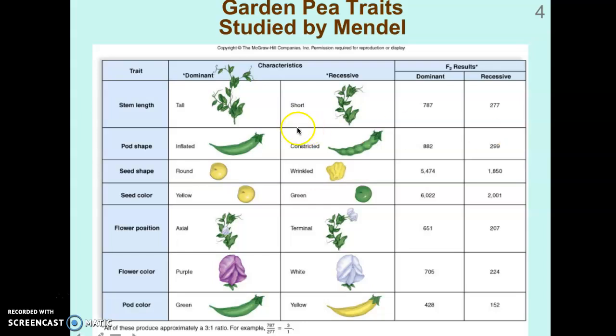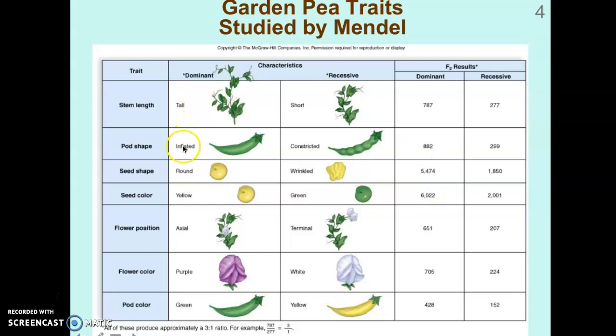Then he opened each one of those pods and counted all the tiny peas inside. He called them seeds at the time. First, he counted whether they were round or wrinkled. You can see the number jumps significantly here, because each pod has maybe 5 or 6 peas, or 4, with some variance. Then he kept track of how many peas were yellow and how many were green. So he looked at the color, and again there are bigger numbers.